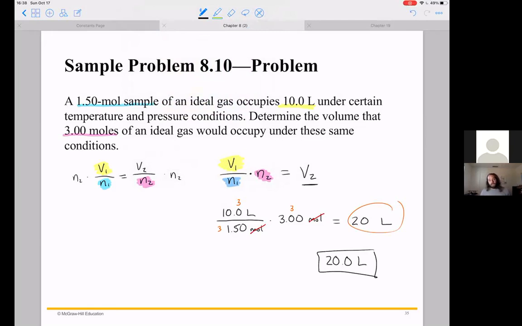Okay, so we took the ideal gas equation, we arranged it in such a way that all the variables were on one side and all the constants were on the other side, and that's how we were able to obtain Avogadro's law.